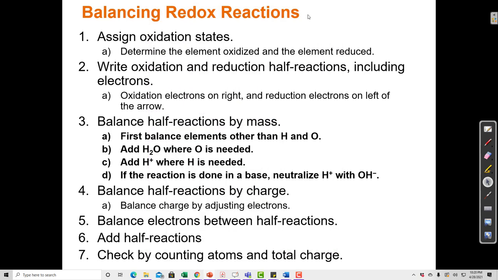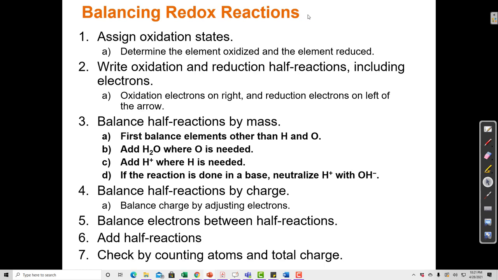So, remember the rules for balancing redox reactions, and this is a little bit different than balancing reactions like we've done before. When we balanced reactions before, which I think might also have been back in chapter 4, maybe chapter 3, when we balanced reactions way, way back then, we were balancing reactions based on mass.